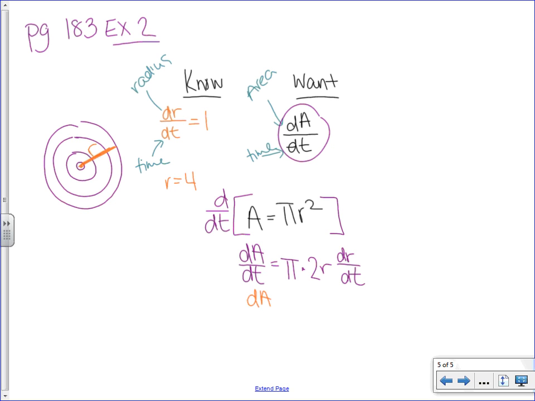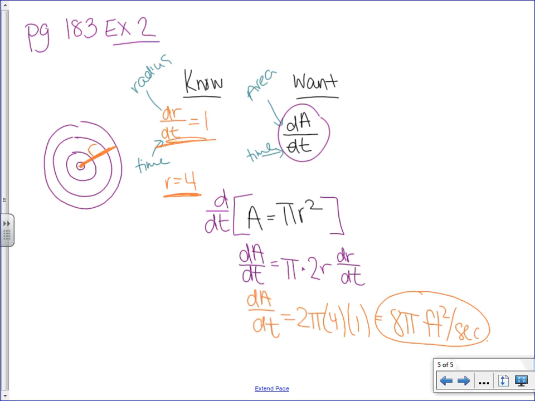So really dA dt is equal to, I'm going to write this as 2 pi because that's the normal way. My r is 4, so this is going to be 4. And dr dt was 1. 2 times 4 times 1, that's just 8 pi. So this is telling me that the area of the disturbed water is changing at a rate of 8 pi feet squared, or square feet per second. So kind of like physics, you gotta have your units on this stuff. And that's about it.